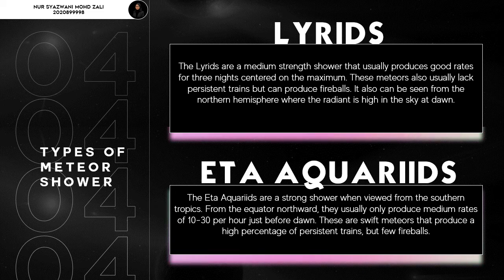6. Eta Aquariids. The Eta Aquariids are a strong shower when viewed from the southern tropics. From the equator northward, they usually only produce medium rates of 10 to 30 per hour just before dawn. These are swift meteors that produce a high percentage of persistent trains but few fireballs.